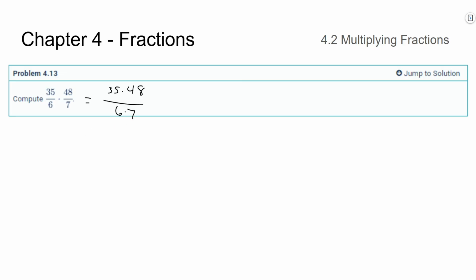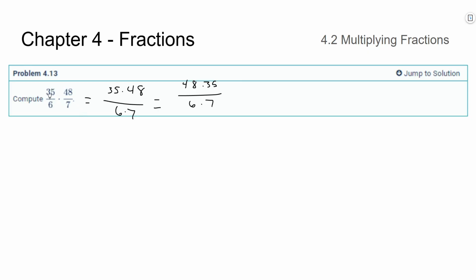All right, well, we could just multiply this out and we would get the right answer, but let's see if we can come up with a trick first. Let's actually swap the order of these 2, because we can do that. It's commutative, right? So let's say 48 times 35 in the numerator, and the denominator, let's keep it 6 times 7.